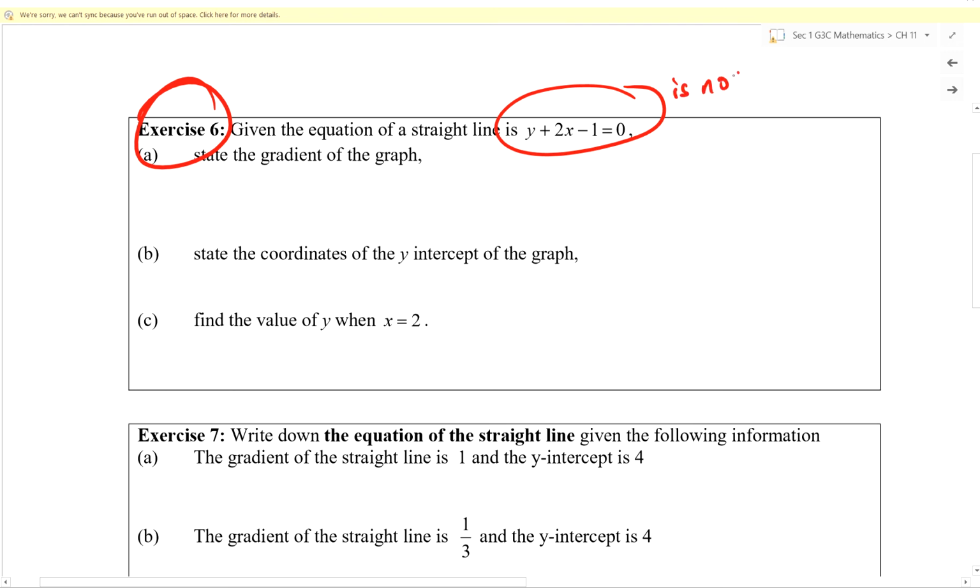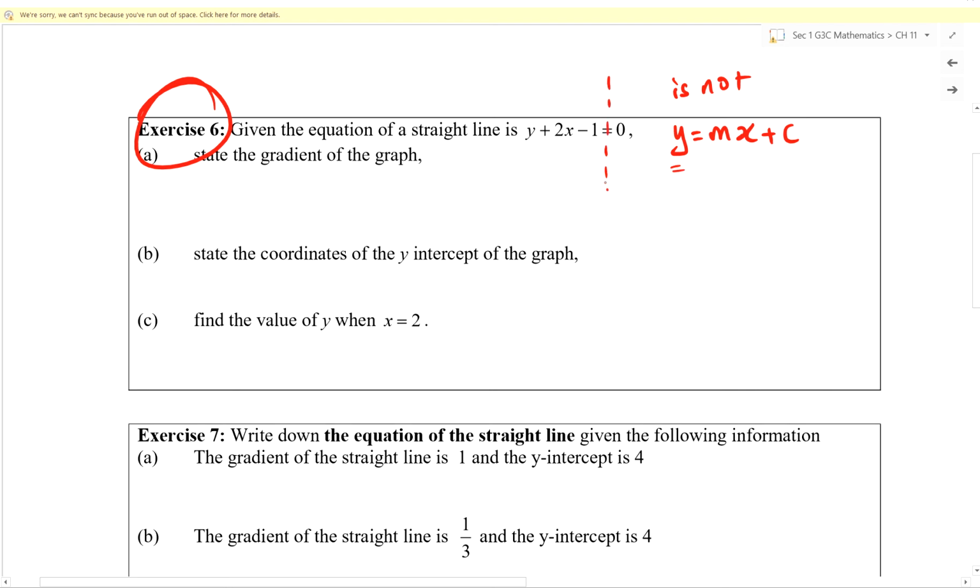This is not of the form y equals mx plus c. So we need to change it to y equals mx plus c before we can look at it and say, oh, the coefficient of x is the gradient and the constant term is the y-intercept. To change this into y equals mx plus c, we are trying to make y the subject.